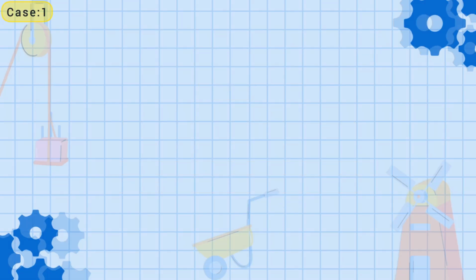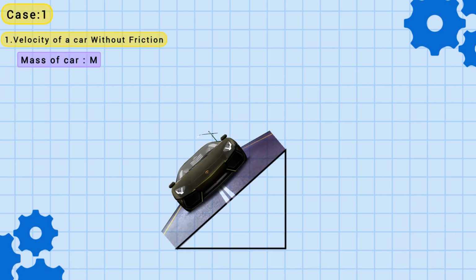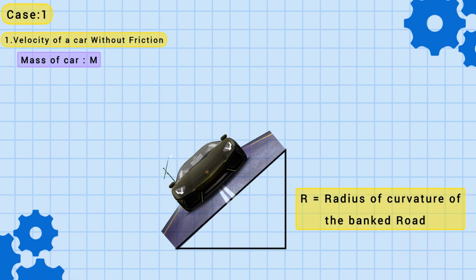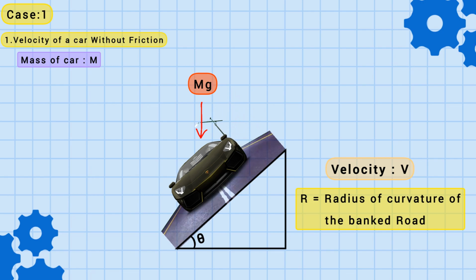In the first case, a car with mass m is moving on a banked road without friction at an angle of inclination, theta, with a velocity of v. There are two main forces acting on the car. The first is the gravitational force mg, which acts vertically downwards. The second is the centrifugal force mv squared by r, which is acting radially outwards.